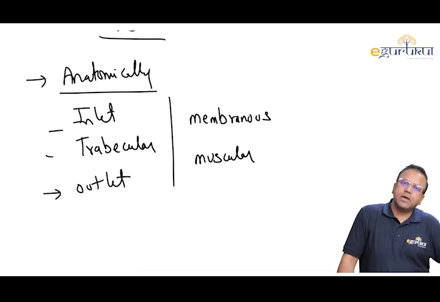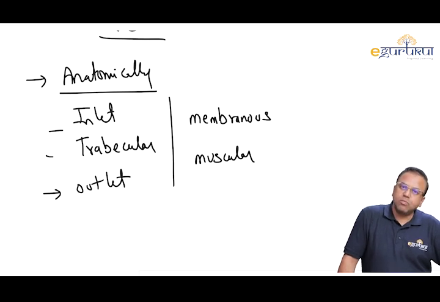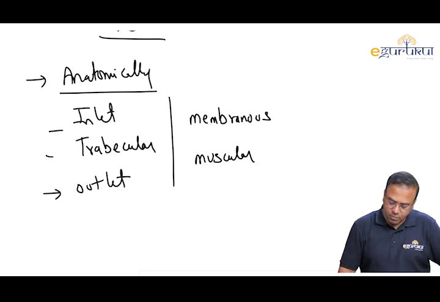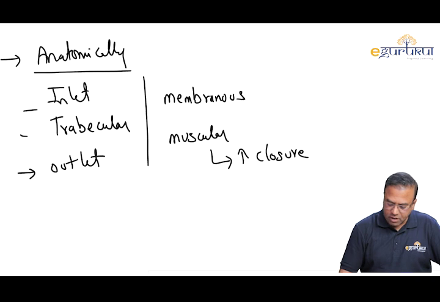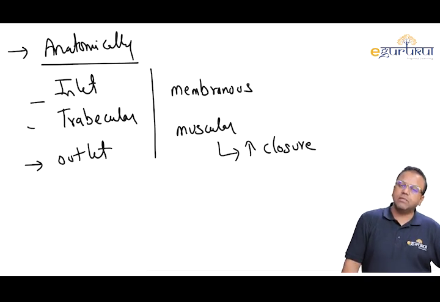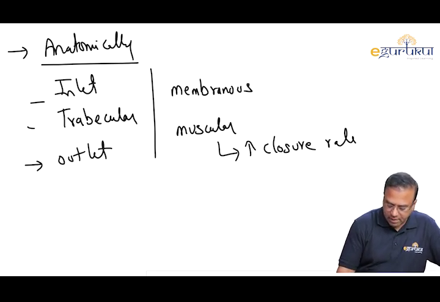The question that they ask in our exams is, which is the most common between membranous and muscular? And the logic is that at birth muscular types are most common, but they have a very high spontaneous closure rate. Because as the heart becomes larger, the muscle grows, the orifice becomes narrowed down. So because of this, the closure rate is very high.